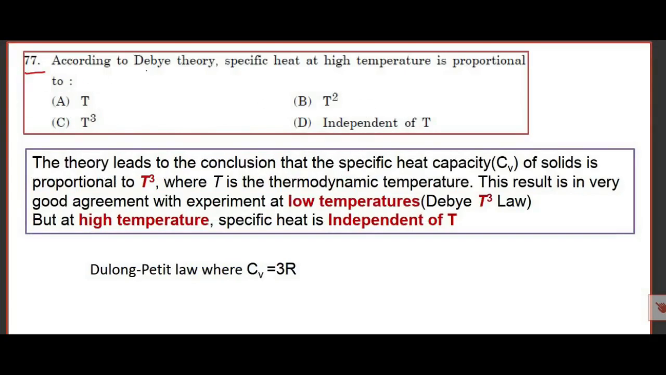Question number 77. According to Debye theory, specific heat at a high temperature, they have given high temperature, is proportional to. The theory leads to a conclusion that specific heat capacity Cv for a solid is proportional to T cube. It is also called as Debye T cubed law, which depends on temperature. This result is in very good agreement with experimental low temperature. Here, listen, the Cv is directly proportional to T cube at a low temperature.